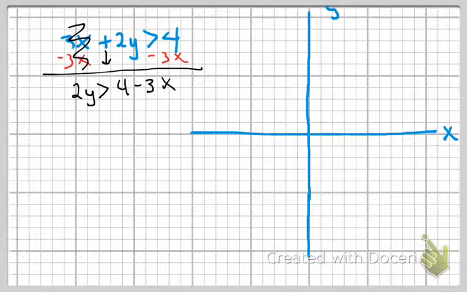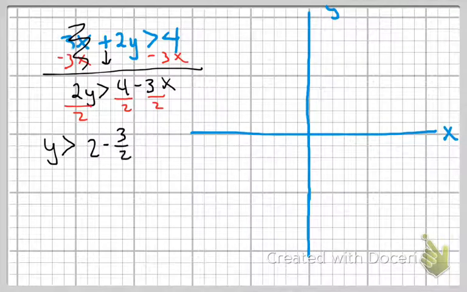Now I want to divide everything by 2, because I want y by itself, and y is being multiplied by 2. When I do this, I get y is greater than 4 divided by 2, which is 2, minus 3 halves x. Alright, so now I'm going to graph this.